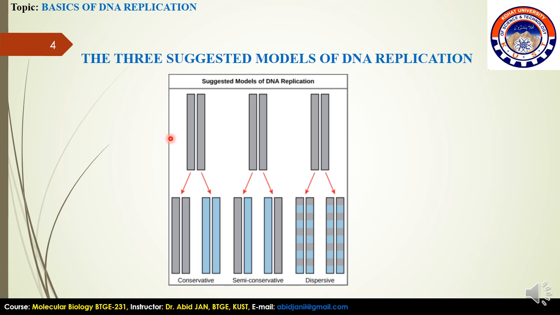The three suggested models of DNA replication. Gray color indicates the original DNA strands, and blue indicates newly synthesized DNA. In conservative replication, the parental DNA remains together and the newly formed daughter strands are together.